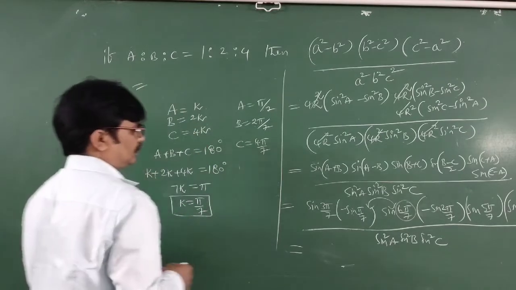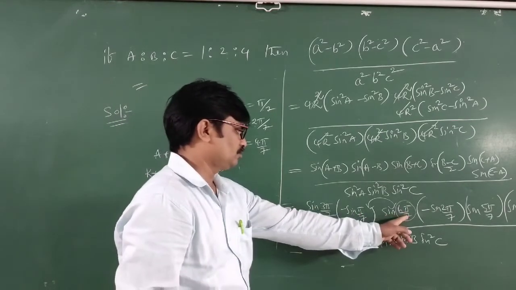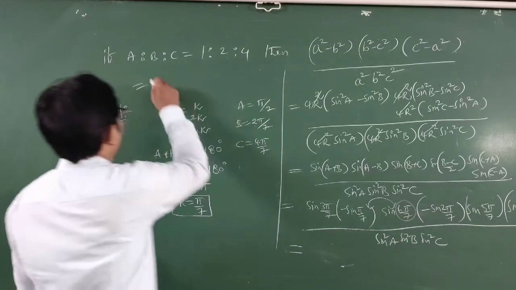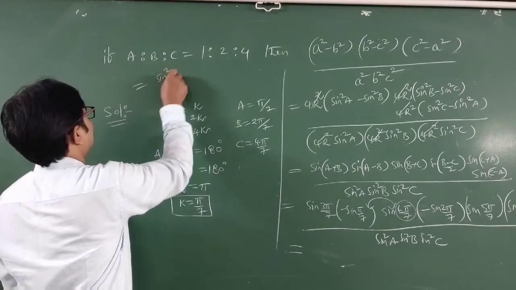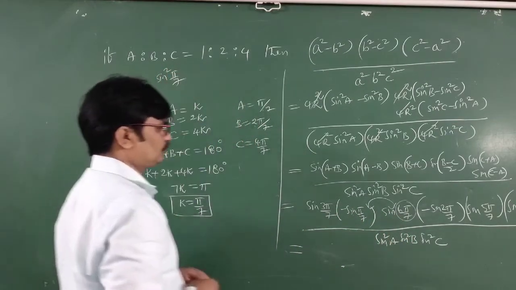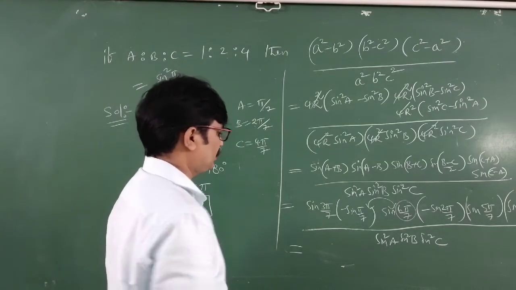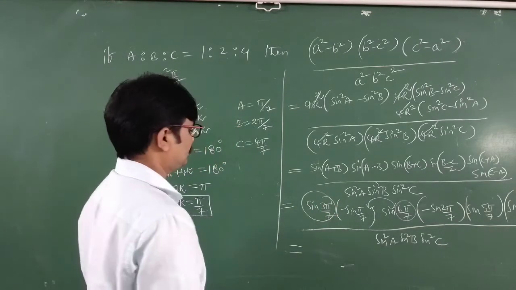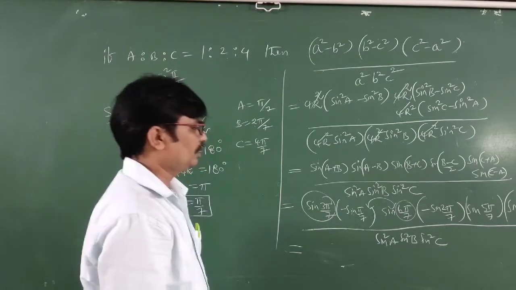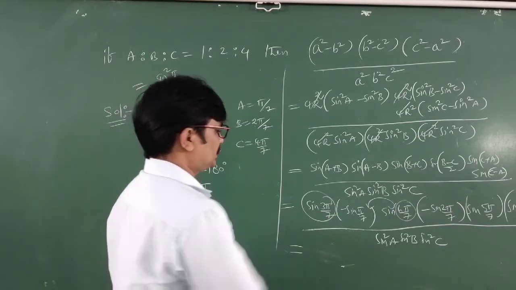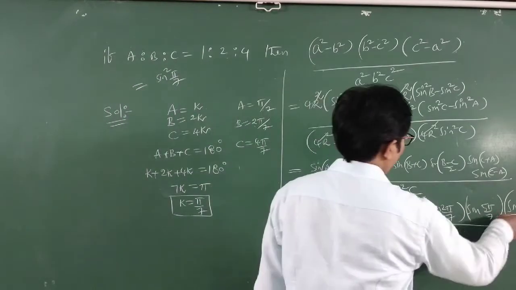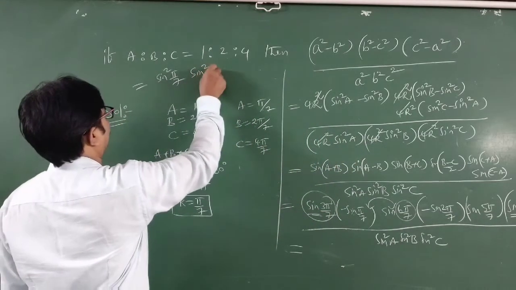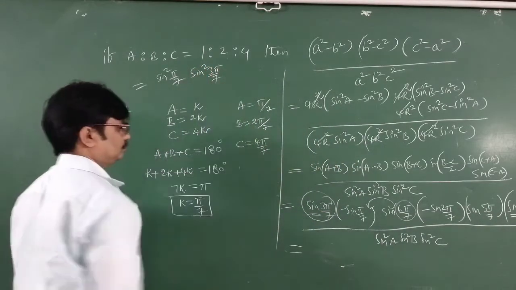Now students, sin pi by 7, this is also sin minus into minus plus, sin pi by 7 into sin pi by 7, sin square pi by 7. So students, now this is 3 pi by 7. How can you write this? Sin into sin, this is sin square of 3 pi by 7.